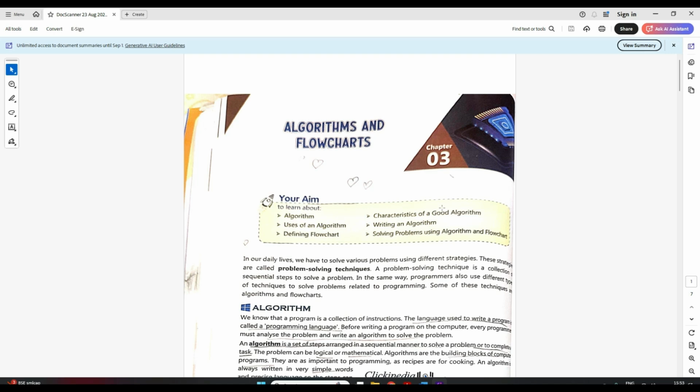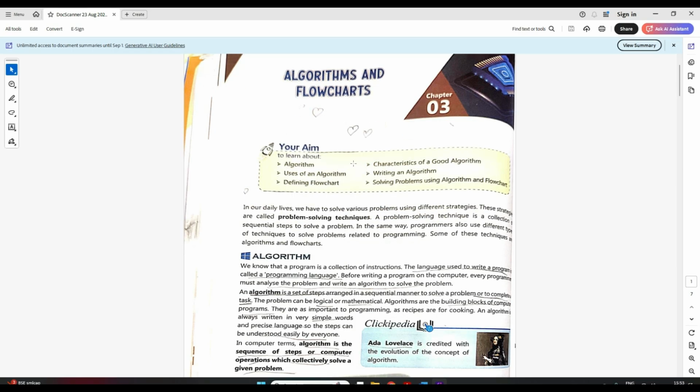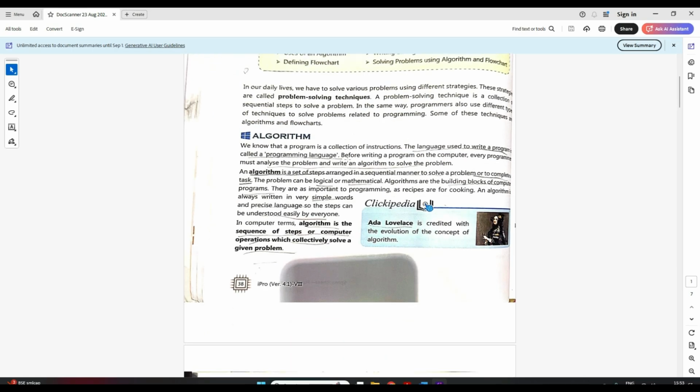Hello students, today we are going to understand the ICSE chapter on algorithms and flowcharts. It's of class 8. So let's start. Okay, so first let us try to understand what problem solving techniques are.